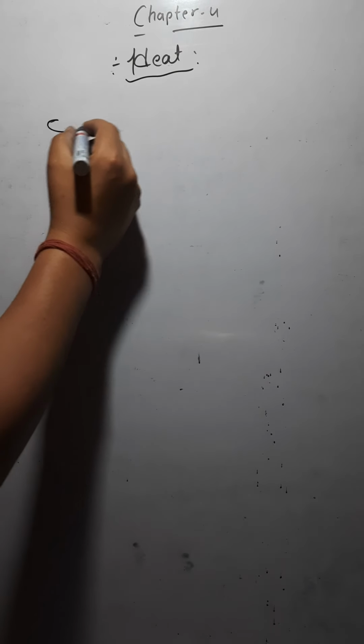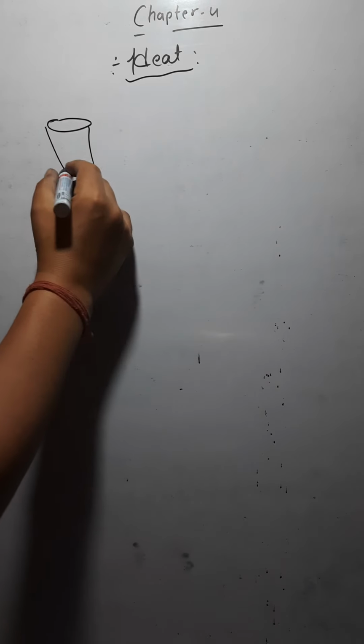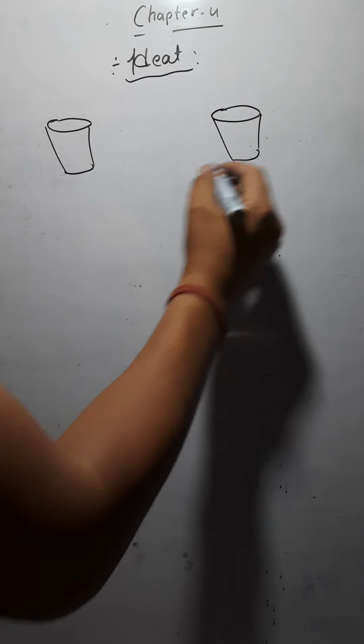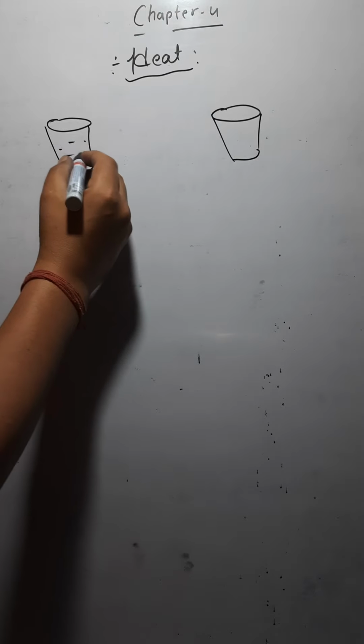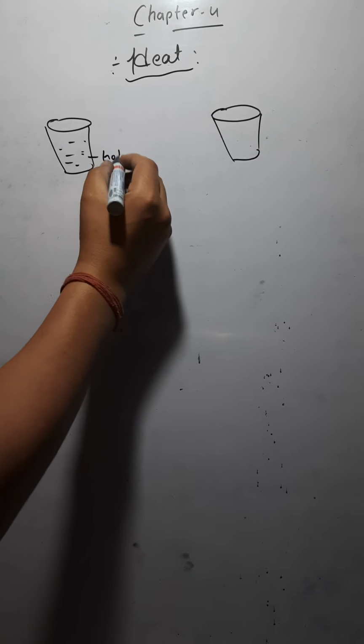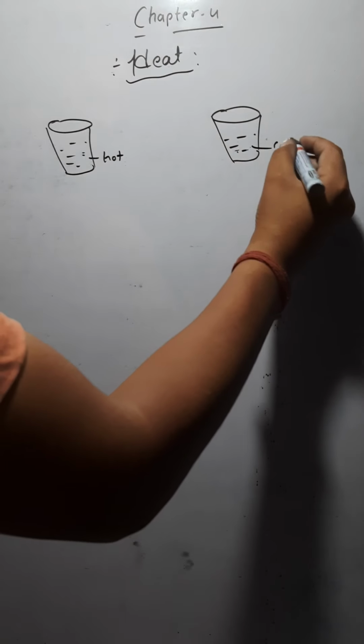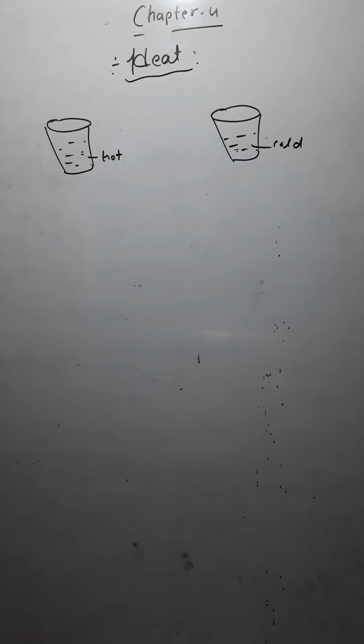Now suppose you have been given two glasses. Let's say this is the first one and this is the second one. The first glass contains hot water, and the second one contains cold water. So this one would be the hotter object, and this one would be the colder object.